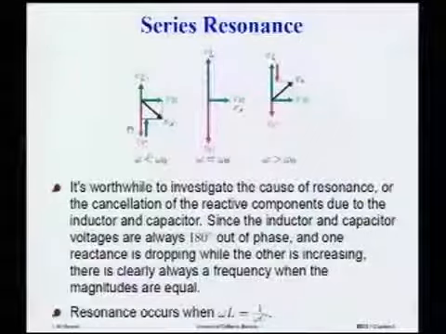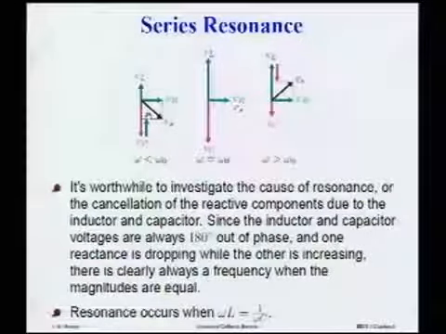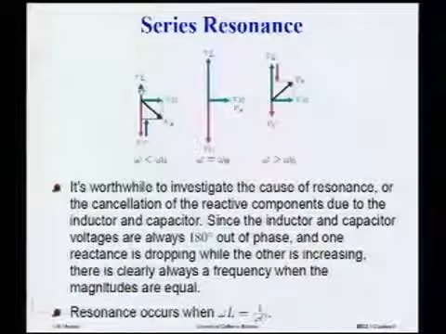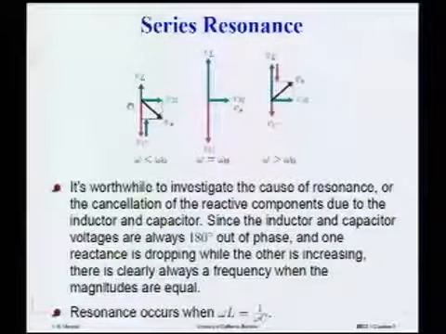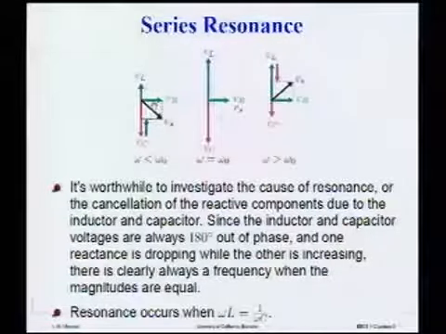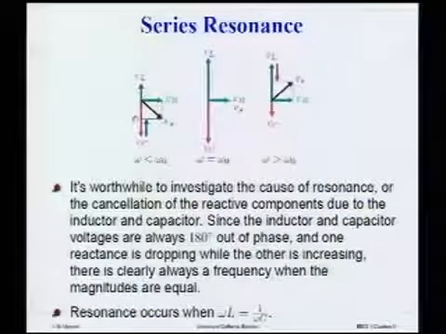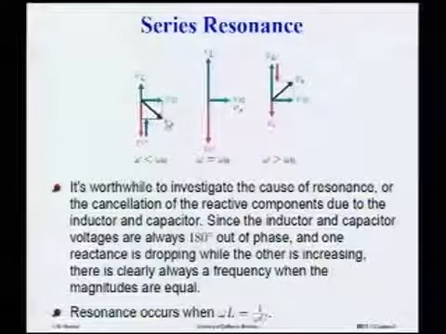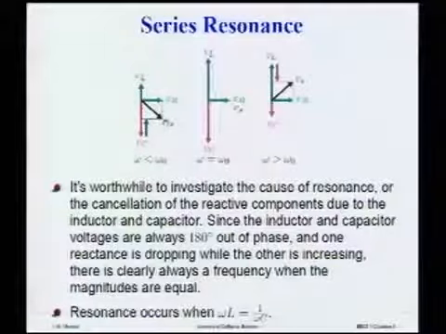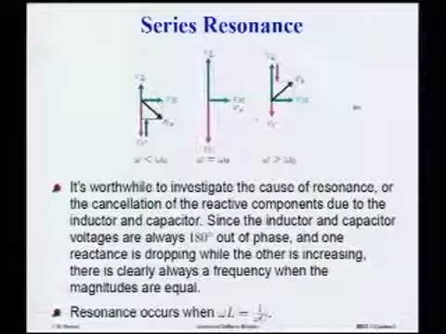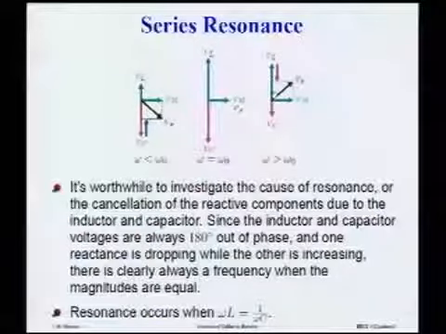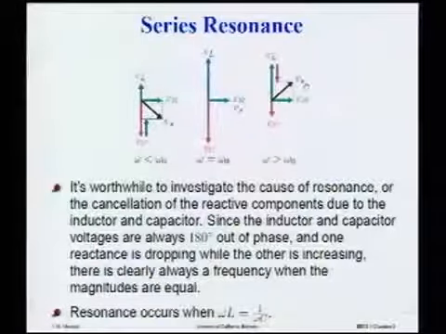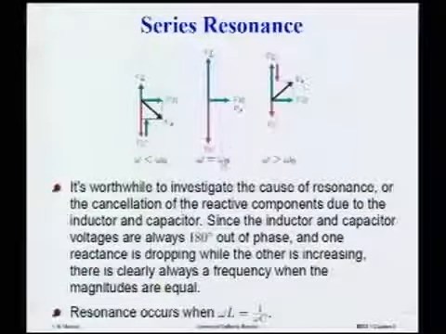We can see that at low frequencies, the voltage across the capacitor is actually much larger than the voltage across the inductor, right? At very low frequencies, in fact, this is practically zero, and this is very large. So the net voltage is basically the sum of these three vectors. So if I take this vector and subtract it from this vector and then add this real part, I have this net vector, right? If I go to high frequencies, it's just the opposite case. The voltage across the inductor is larger than the voltage across the capacitor, and again I can do the same summation. What's interesting though is at resonance.